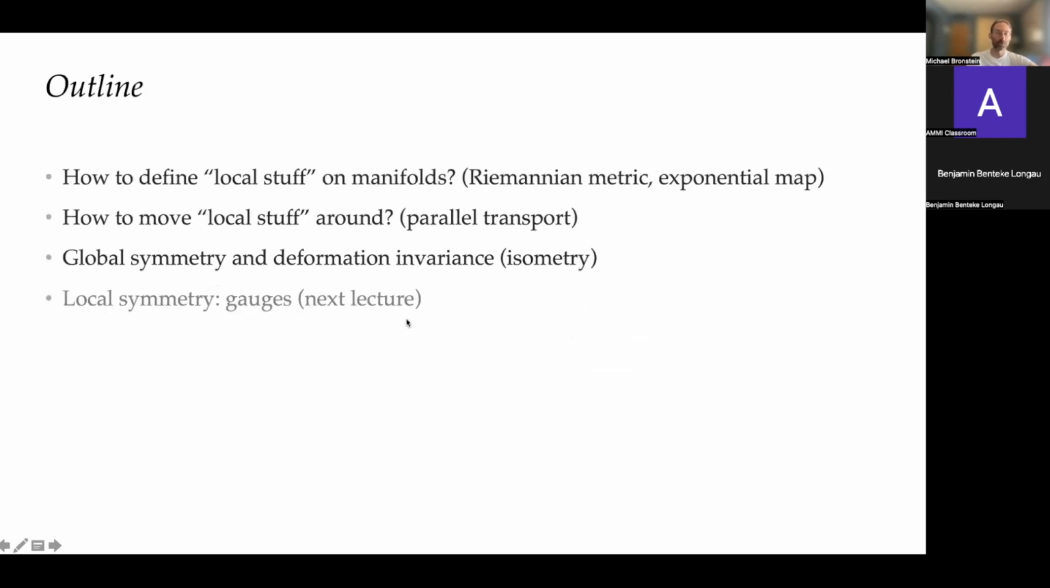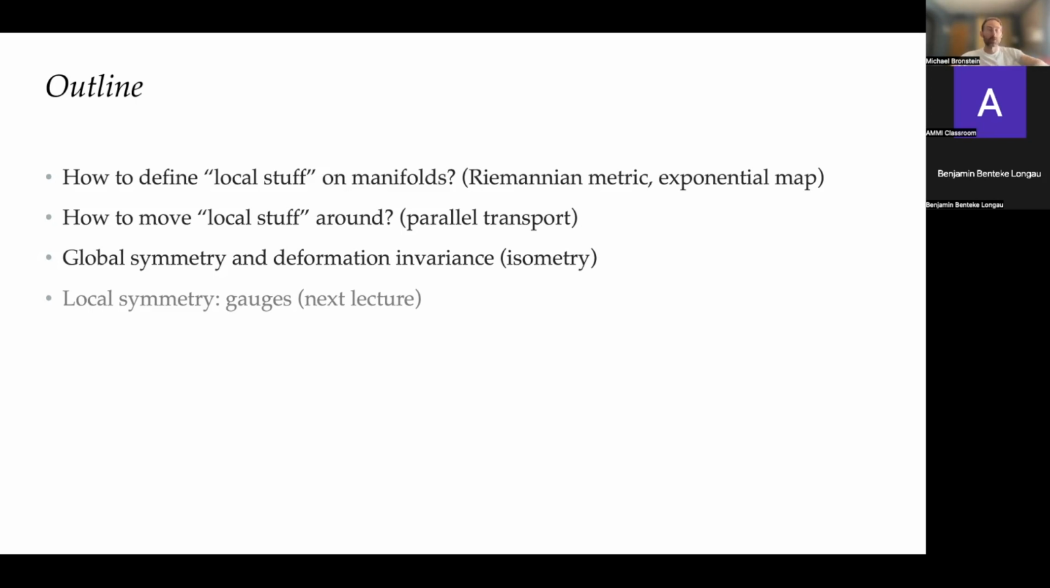But before that, we'll need to get some background about differential geometry. And basically, we need to discuss three things. So first of all, how to define local stuff on manifolds. What I said is that we have a local filter that, in the Euclidean case, on the grid, we just extract a block of pixels from the image and multiply them by some mask. This is significantly more elaborate on a manifold. So we'll need to understand what a Riemannian metric and, for example, an exponential map are in order to do it. The second question is how to move things around.